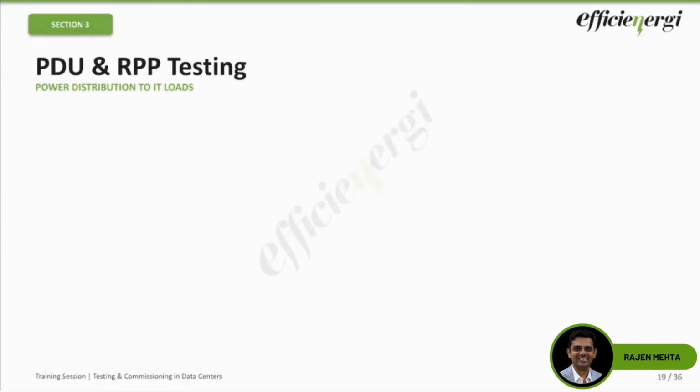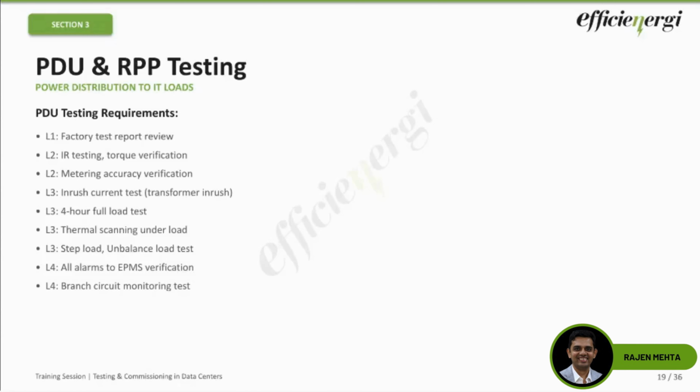Let's move on further to PDU. Why 4 hours? Typically thermal equilibrium, you can expect it to reach within 3 to 4 hours. And a short test, if you do it for maybe 1 or 2 hours, can miss certain issues which can crop up on a longer run. The temperature typically will continue to rise until it reaches the equilibrium. So that's the reason you typically do a 4-hour load test.